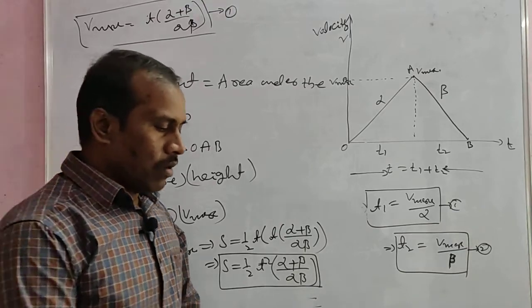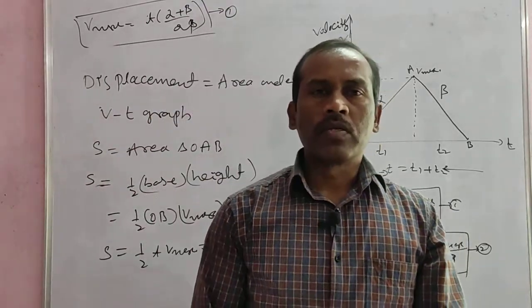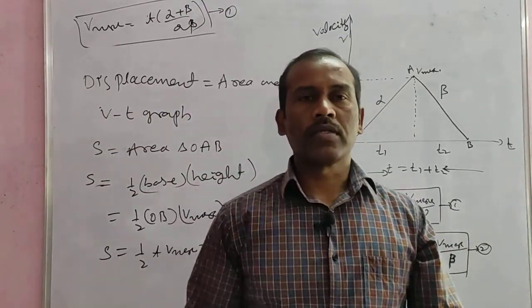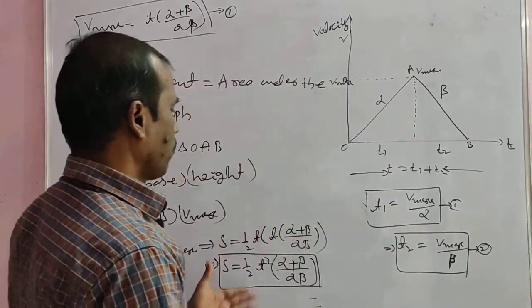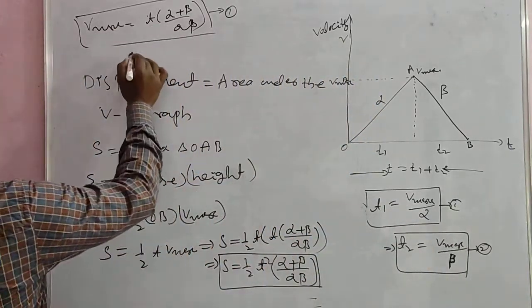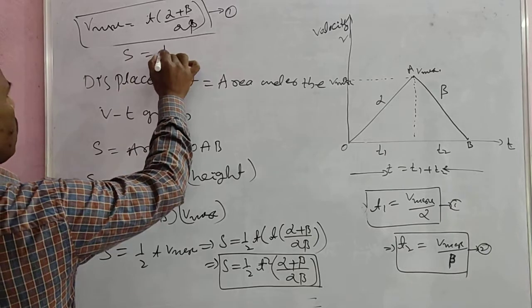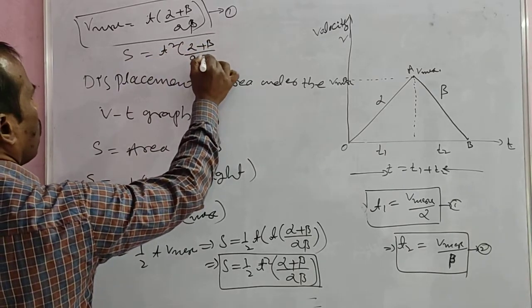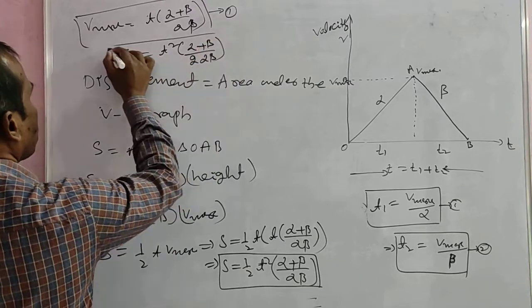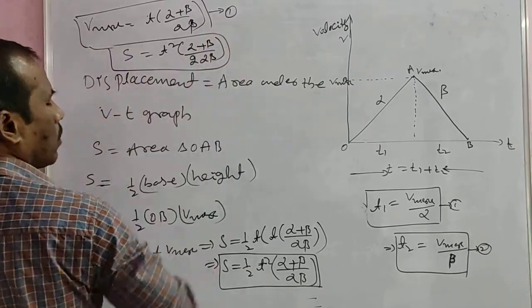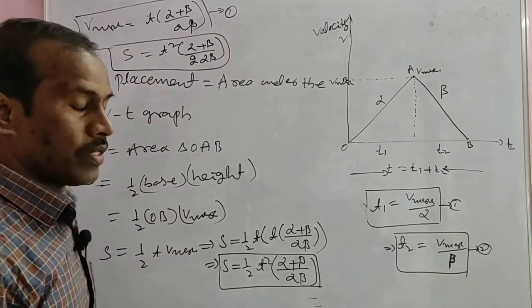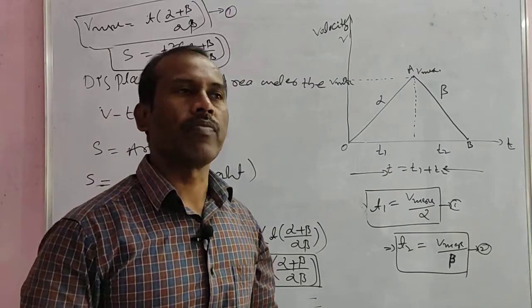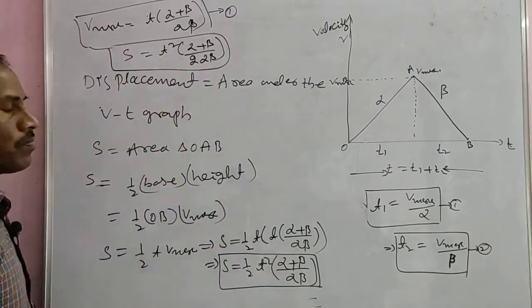Next, for example, the bus moving along the straight line. This process, second process; in this first process only, displacement is equal to T square (alpha plus beta) by 2 alpha beta. Very important question, very most important in TS JEE Mains and NEET. Okay, note this one first of all.